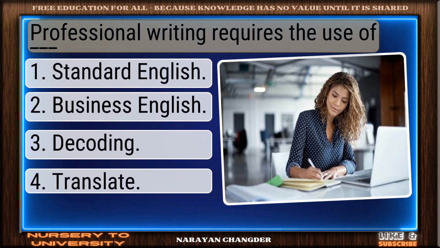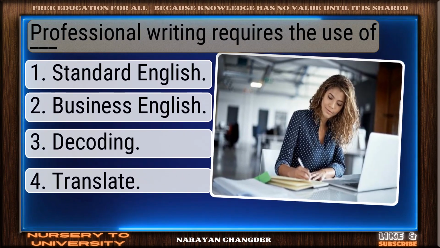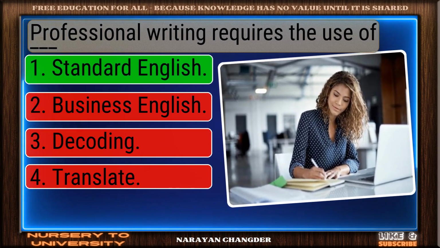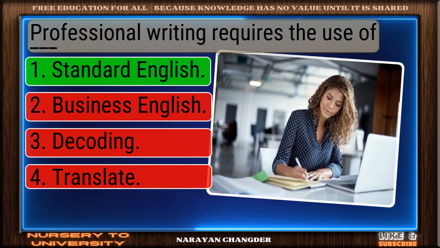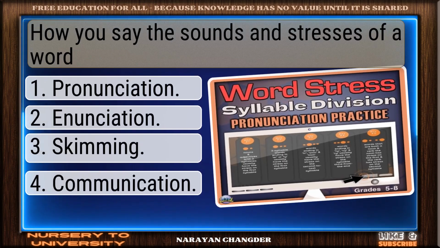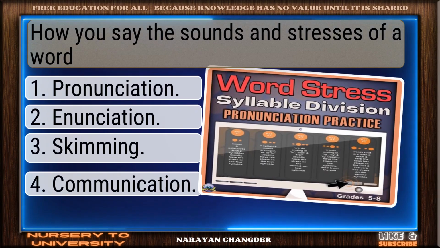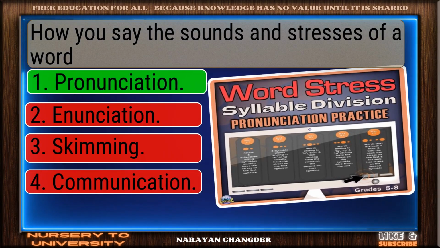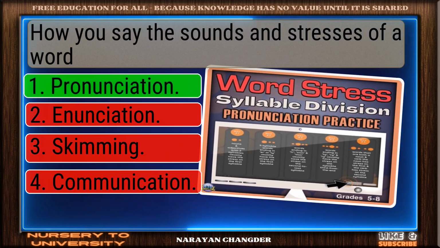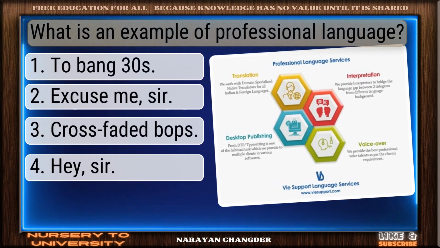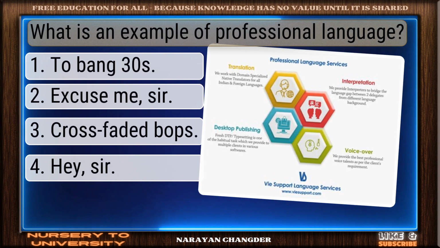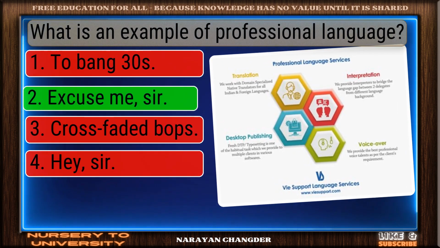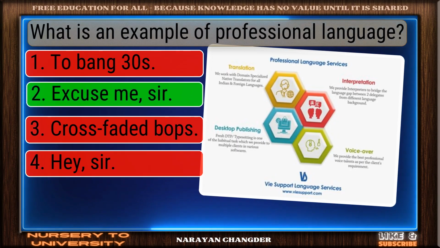Question number 44. Professional writing requires the use of dash. You got it. Your choice standard English is right. Question number 45. How you say the sounds and stresses of a word. Right again. Pronunciation is a valid answer. Question number 46. What is an example of professional language? Smart pick. Excuse me, sir, is the correct choice.